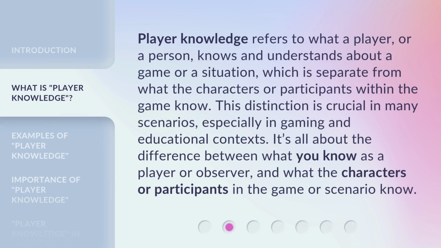Player knowledge refers to what a player, or a person, knows and understands about a game or a situation, which is separate from what the characters or participants within the game know. This distinction is crucial in many scenarios, especially in gaming and educational contexts. It's all about the difference between what you know as a player or observer, and what the characters or participants in the game or scenario know.